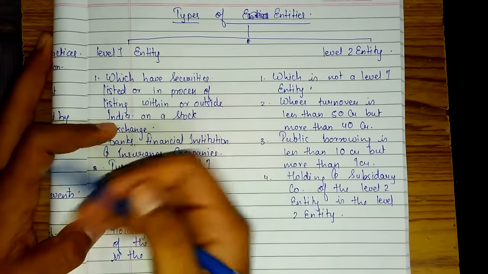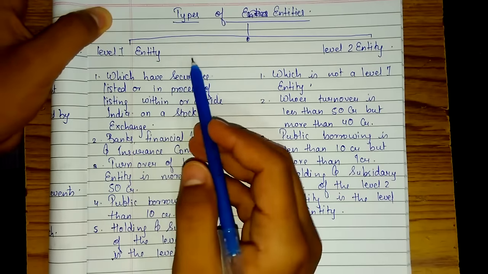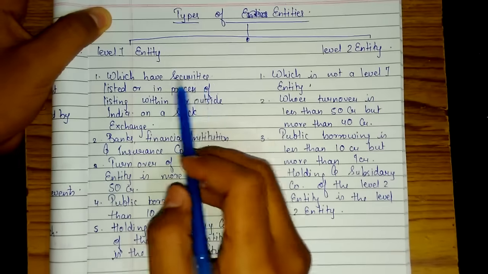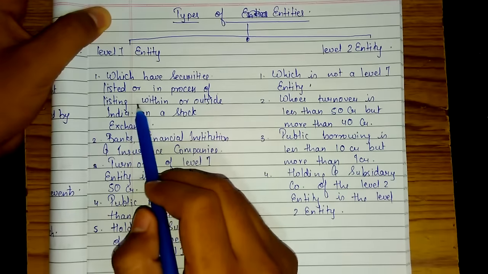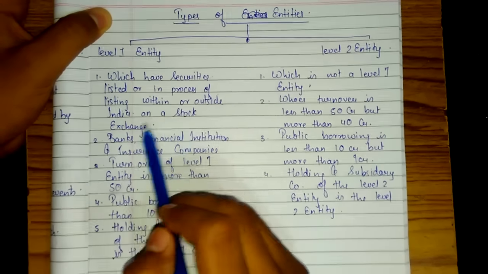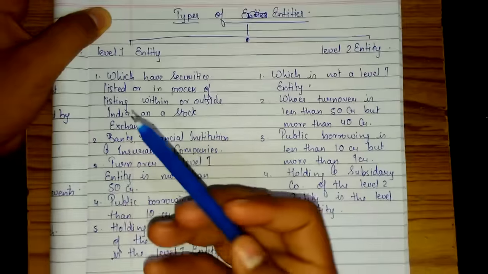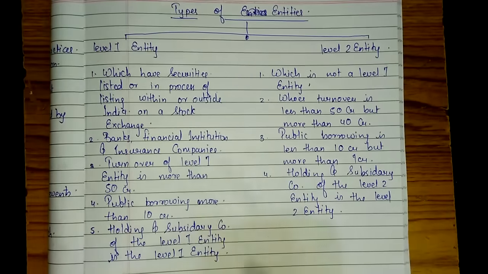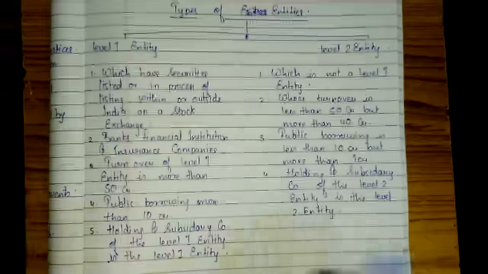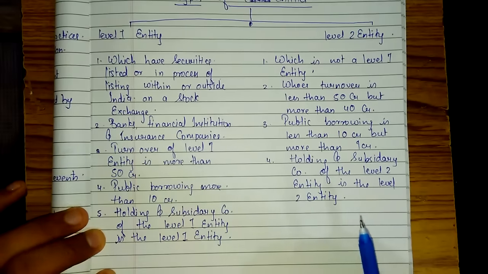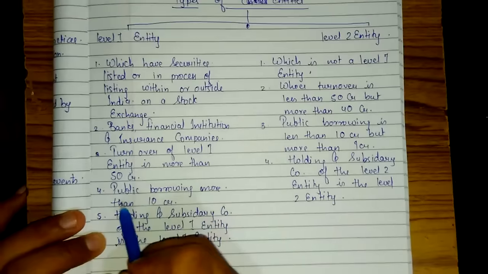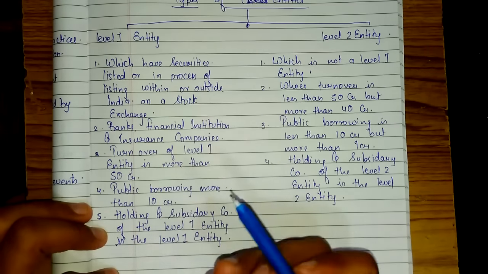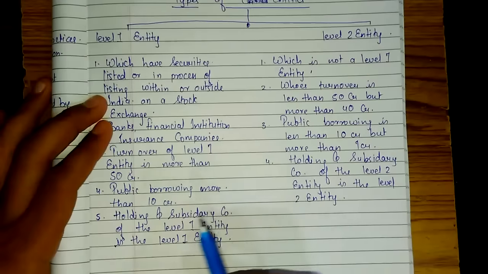So how will we understand which is the level 1 entity? A level 1 entity is one which has securities listed or in the process of listing, within or outside India, on a stock exchange. Level 1 entities are banks, financial institutions and insurance companies. A level 1 entity has a turnover of more than 50 crores, and the public borrowing of a level 1 entity is more than 10 crores.